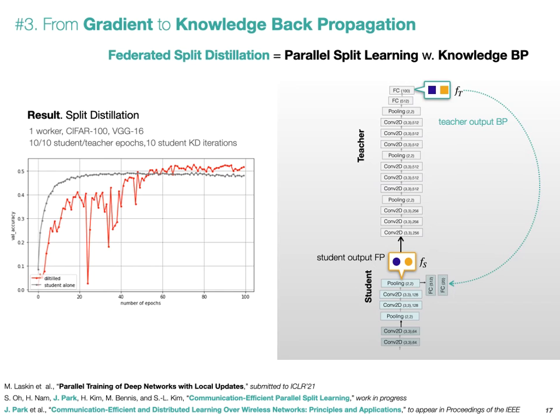We tested this idea for a single worker with a split version of the VGG16 model, and we validate that such an output backpropagation improves the worker's accuracy. And based on this, we are currently extending this implementation to multiple worker cases.